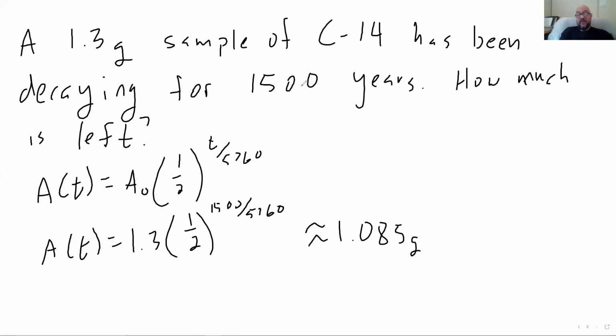It's been 1,500 years. 1,500 years ago, just for reference, was the Dark Ages, maybe even slightly before that. So this 1.3 grams of carbon-14 has been decaying away for 1,500 years, and it's lost about 0.21 grams, something like that. So there you go. That's how you evaluate these functions.